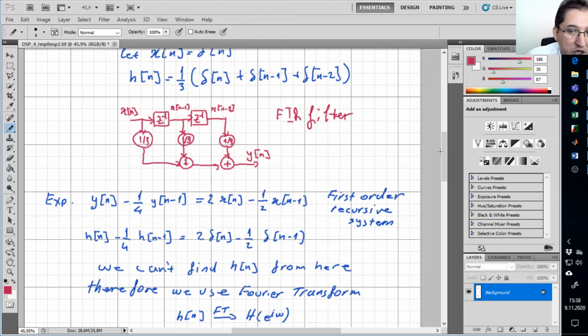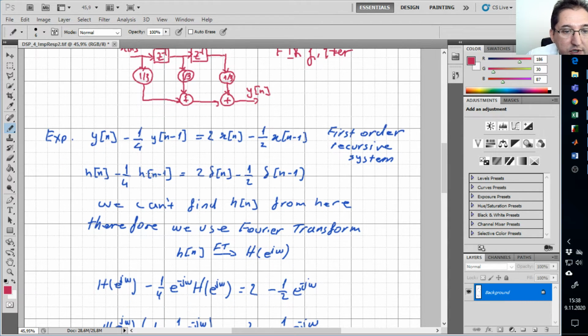Therefore, we utilize the Fourier transform. The Fourier transform of h[n] is H(e^jω). And the Fourier transform of h[n-1] is H(e^jω) times e^-jω. According to the Fourier properties, a time shift becomes a phase multiplied by the term here.